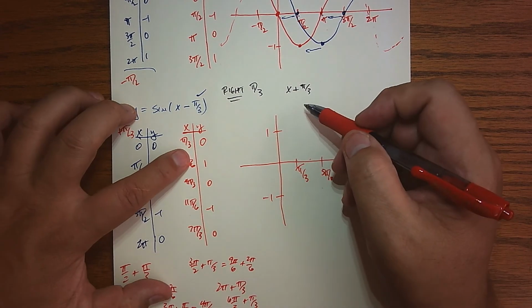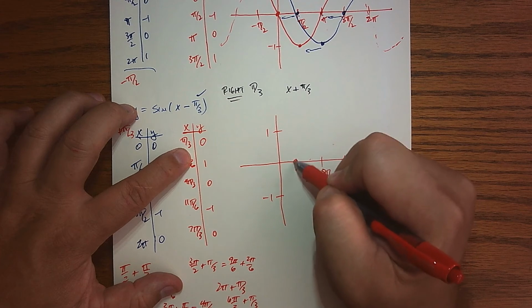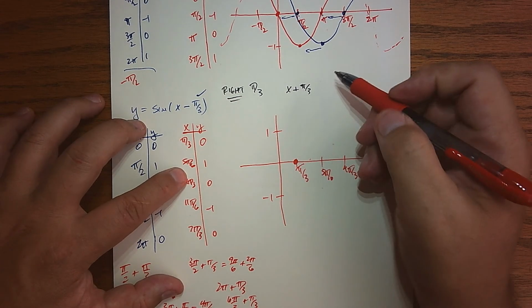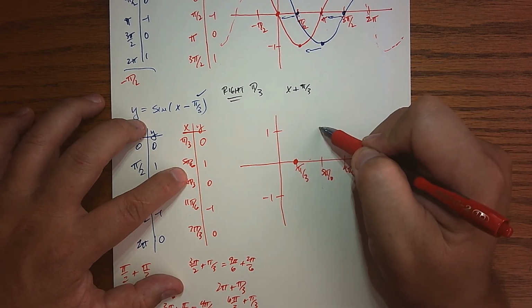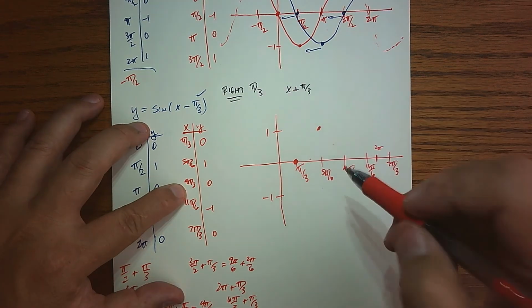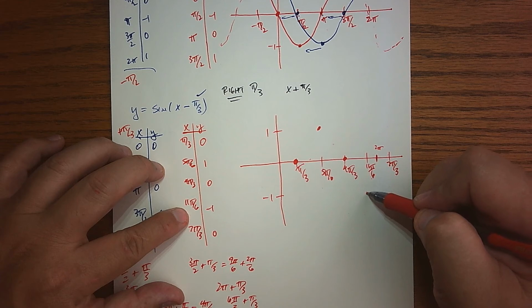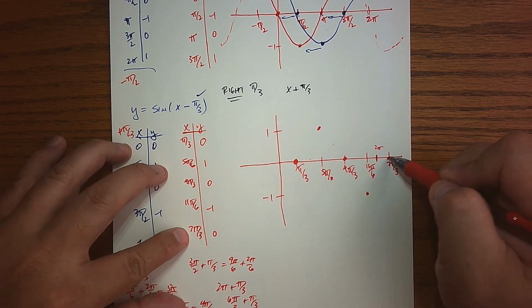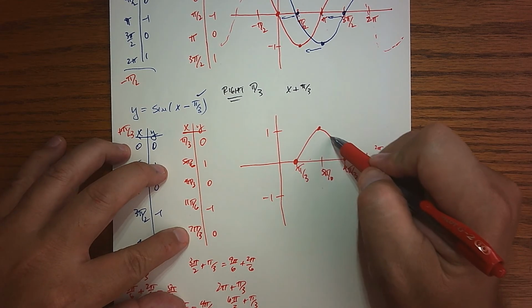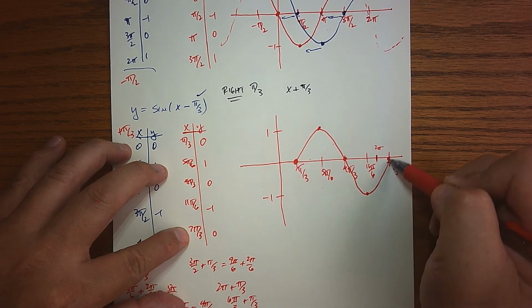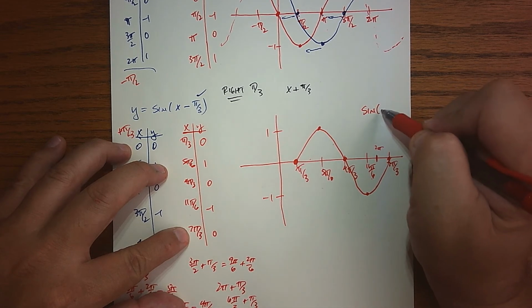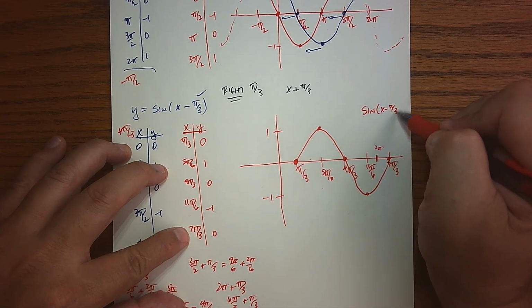So this graph, pi over 3, 0, right? That's where it starts out. At 5 pi over 6, it's going to be 1. At 4 pi over 3, we're going to be at 0. At 11 pi over 6, we're at negative 1. And at 7 pi over 3, we're at 0. So here's our sine curve, right, in red. There's the graph of sine of x minus pi over 3.